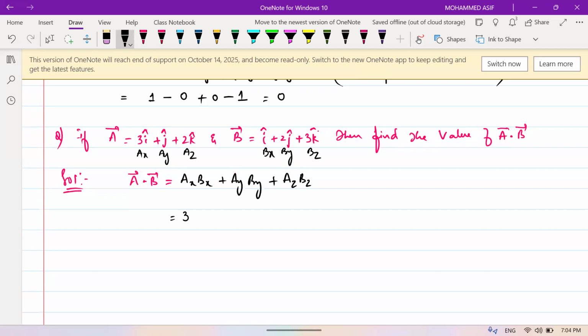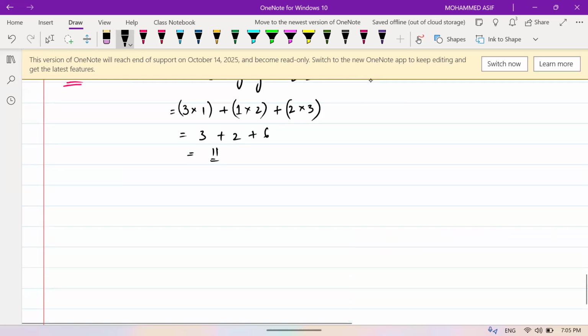AX value is 3, into BX which is 1, that is 3. Plus AY is 1, BY value is 2, so 2. Plus AZ is 2 into BZ which is 3, so 6. So 3 plus 2 plus 6 will be equal to 11. Am I clear?